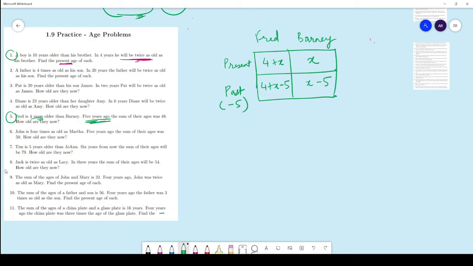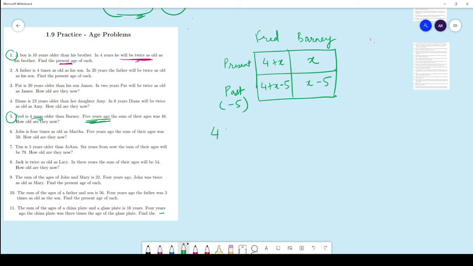So you can see that Fred is 4 years older than Barney right now in the present. So if Barney is x years old, Fred is 4 plus x years old. But when we are moving to the past, it says 5 years ago, so their ages would be 5 less. And the equation that goes over here, the sum of the ages was 48. So now we have the equation. So what do we have?